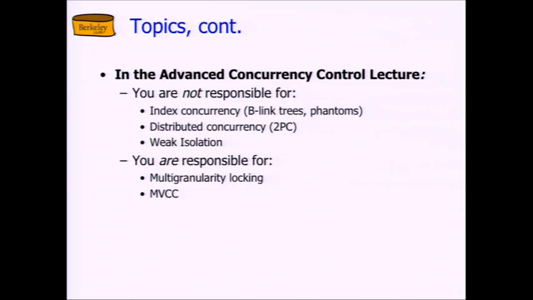From the advanced concurrency control lecture, you are not responsible for B-link trees, although I lobbied for it. The TAs overrode me. So I thought it was a cool topic, but they decided that you guys had enough trees going on. So you're not responsible for B-link trees or phantoms. You're not responsible for two-phase commit and distributed concurrency, and you're not responsible for weak isolation. You are responsible for multi-granularity locking, which I teach every year, so it's kind of not an advanced topic anyway. That means intention locks. You are responsible for multi-version concurrency control.